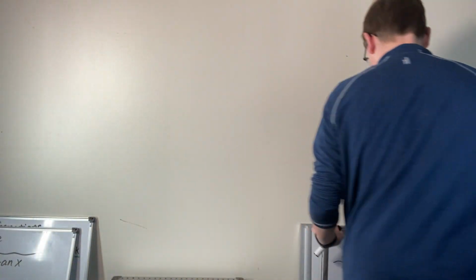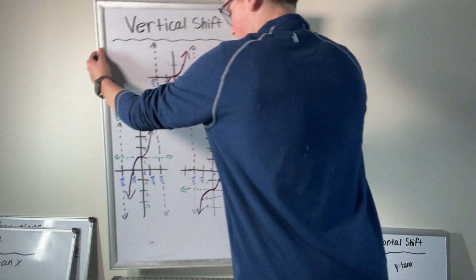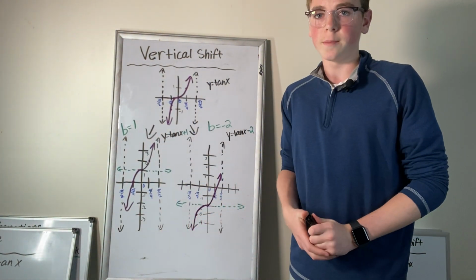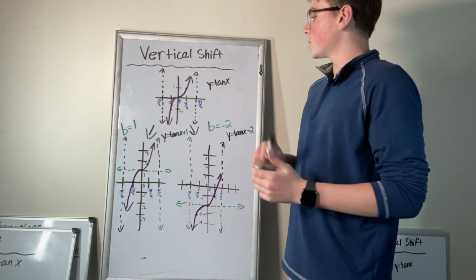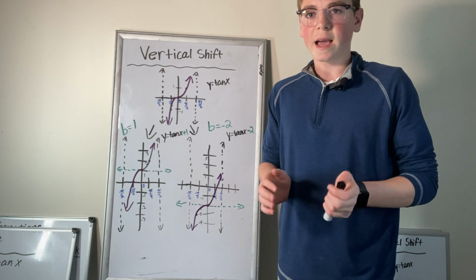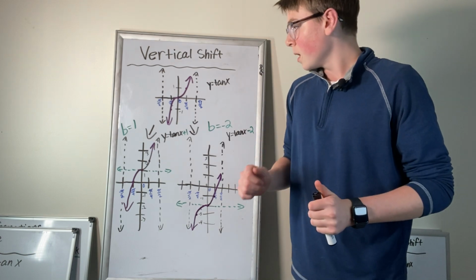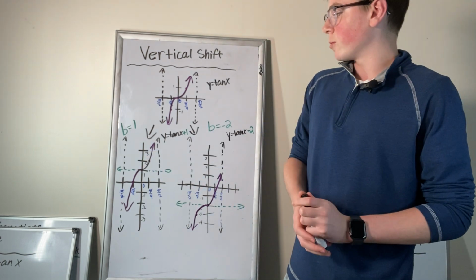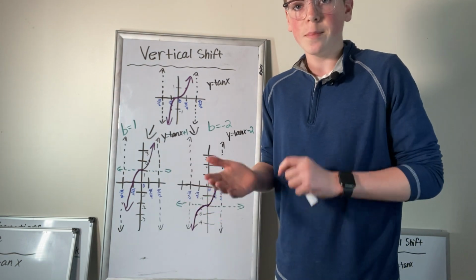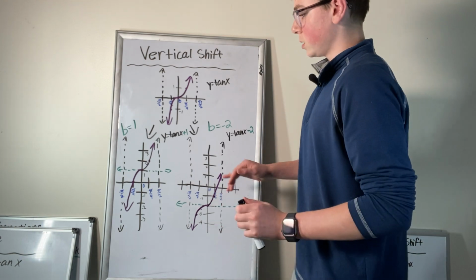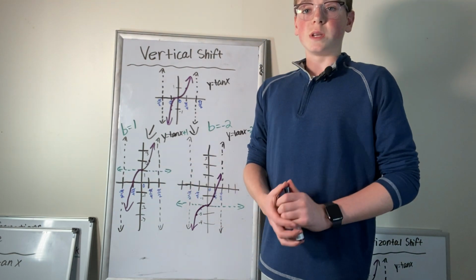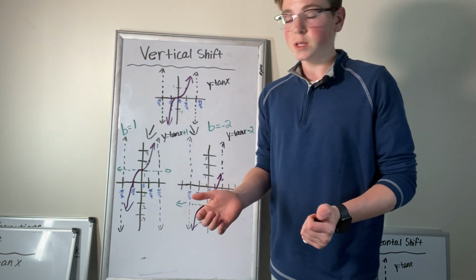Let's go to vertical shifts. Our vertical shift, again, just determines where our midline is. So we have y equals tangent x. And again, the midline is the x-axis at y equals 0. If we say k equals 1, then we have y equals tangent x plus 1. And every point on the graph is shifted up 1 in the y value. So now our middle point here is on 0, comma 1 instead of 0, comma 0.